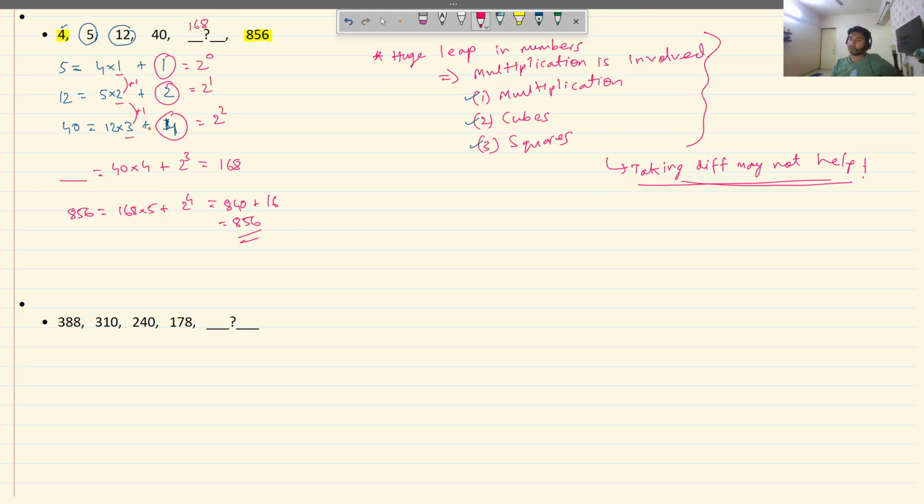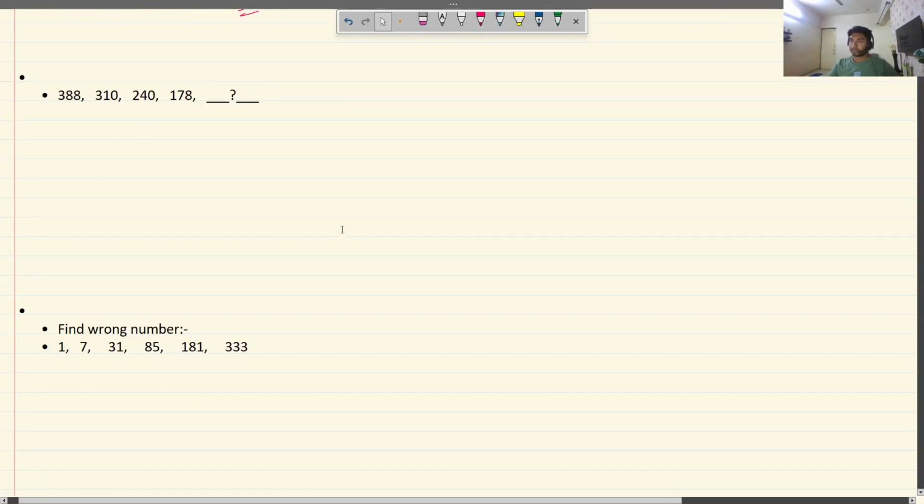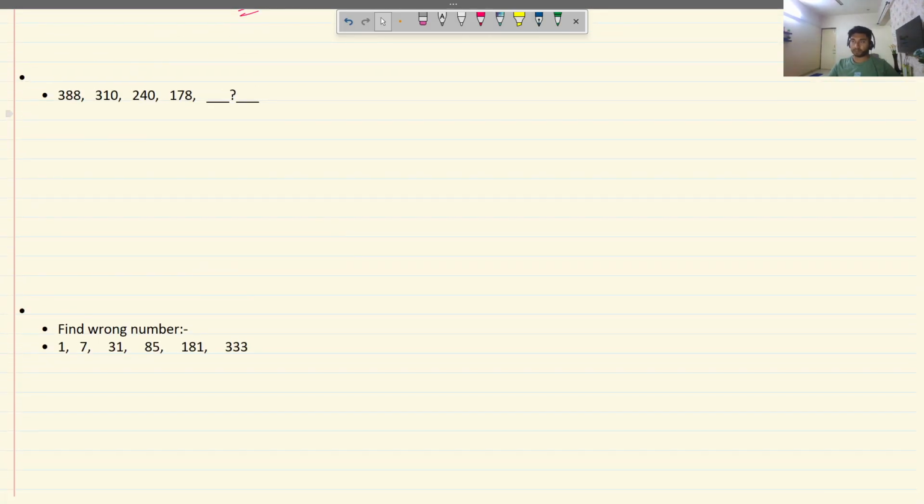So here our logic is, to get the next number, the previous number is getting multiplied with an integer which keeps increasing and gets added with the power of 2. I hope that is clear. Let's see the next question. I have to find the missing term.